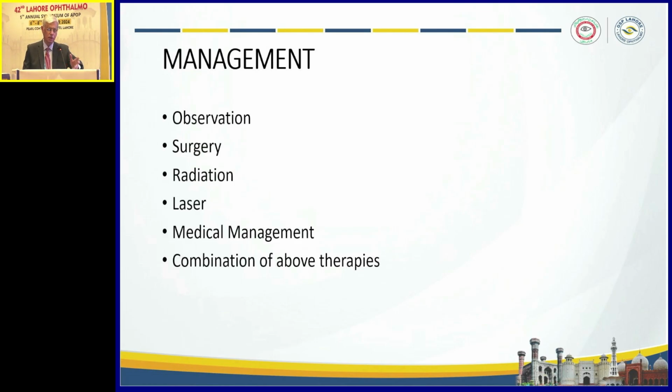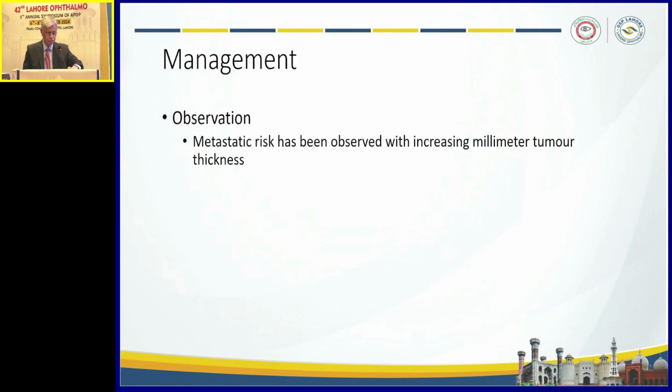In summary, they recommend either observation, surgery, radiation, laser, medical management, or a combination of any of the above management plans. Observation is mainly to look for metastatic risk, which has been observed with increasing millimeter tumor thickness. That is why we go for monthly ultrasonography of the size of the tumor and fundus photography, and judge whether the lesion is increasing in size and thickness or not.